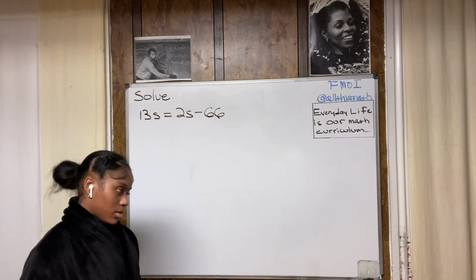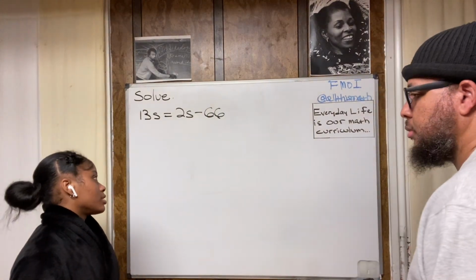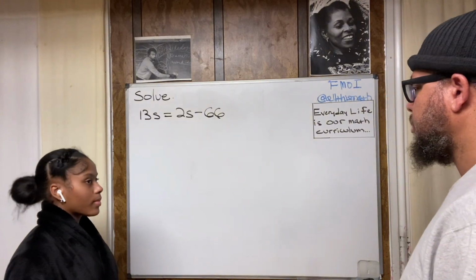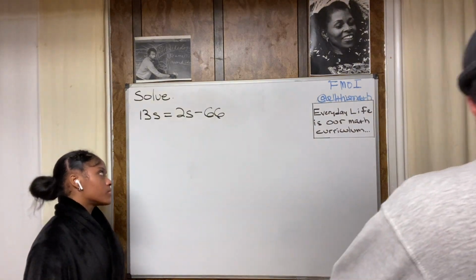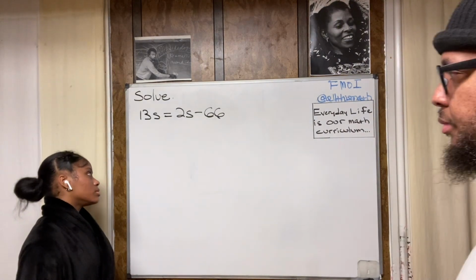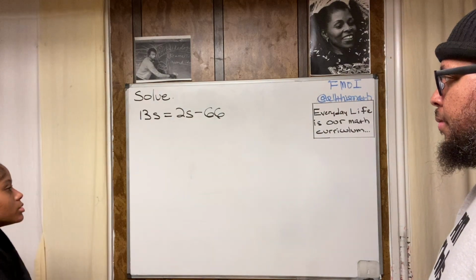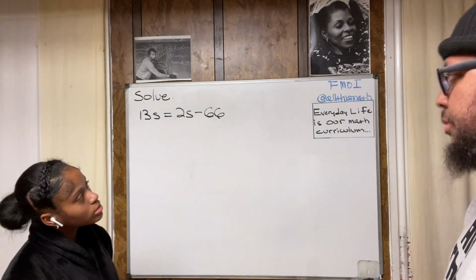All right, so read the problem. 13s equals 2s minus 66. All right, so what variable are you trying to solve for? S. Okay. Based on the problem we did recently, how are you going to do this?